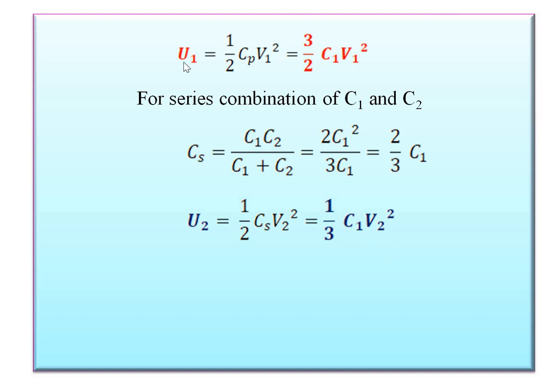This one is the U1 value, 3/2 C1 V1 square, and U2 has the value 1 by 3 C1 into V2 square. So equating these two equations, that means 3/2 C1 V1 square equals 1 by 3 C1 into V2 square.